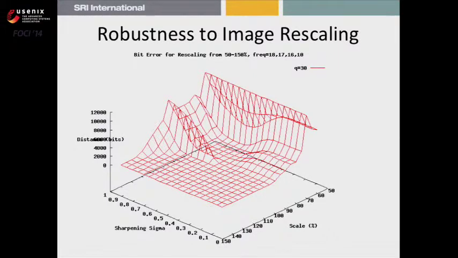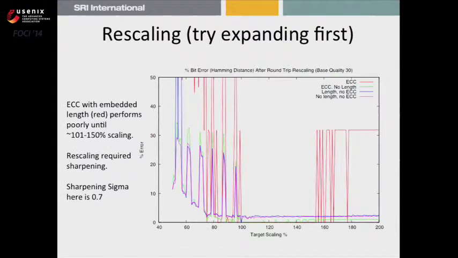And you'll see there's a large region where we get little or no error in the recovery of the message. So that was a good sign that indicates that we are still able to survive rescaling, a wide range of rescaling.